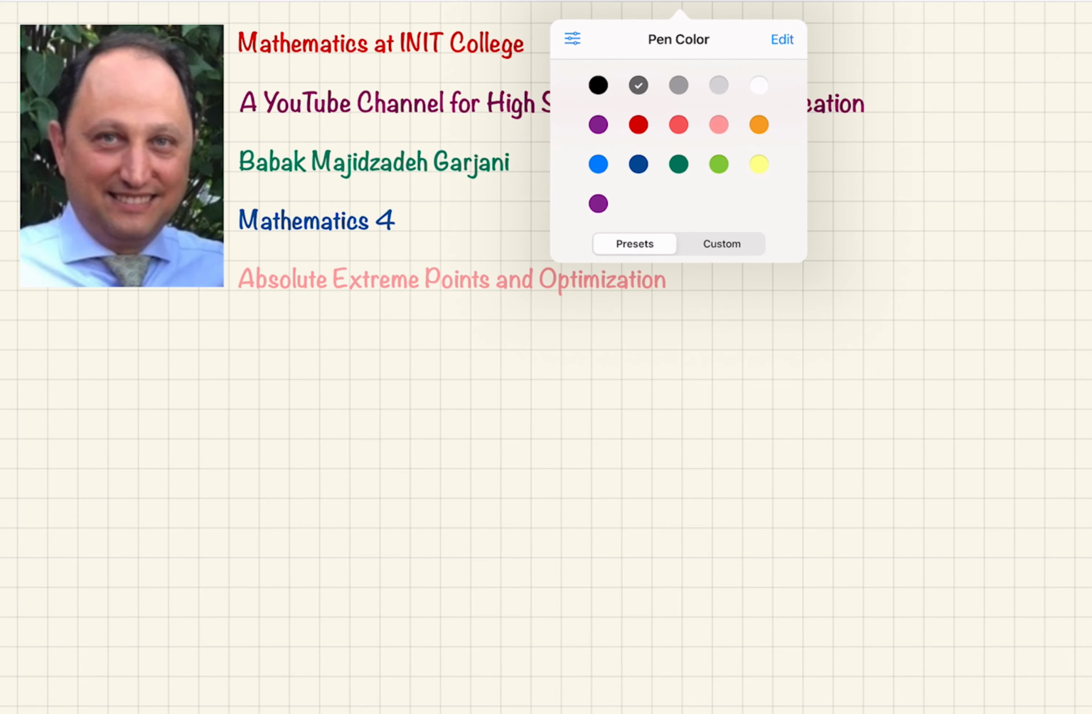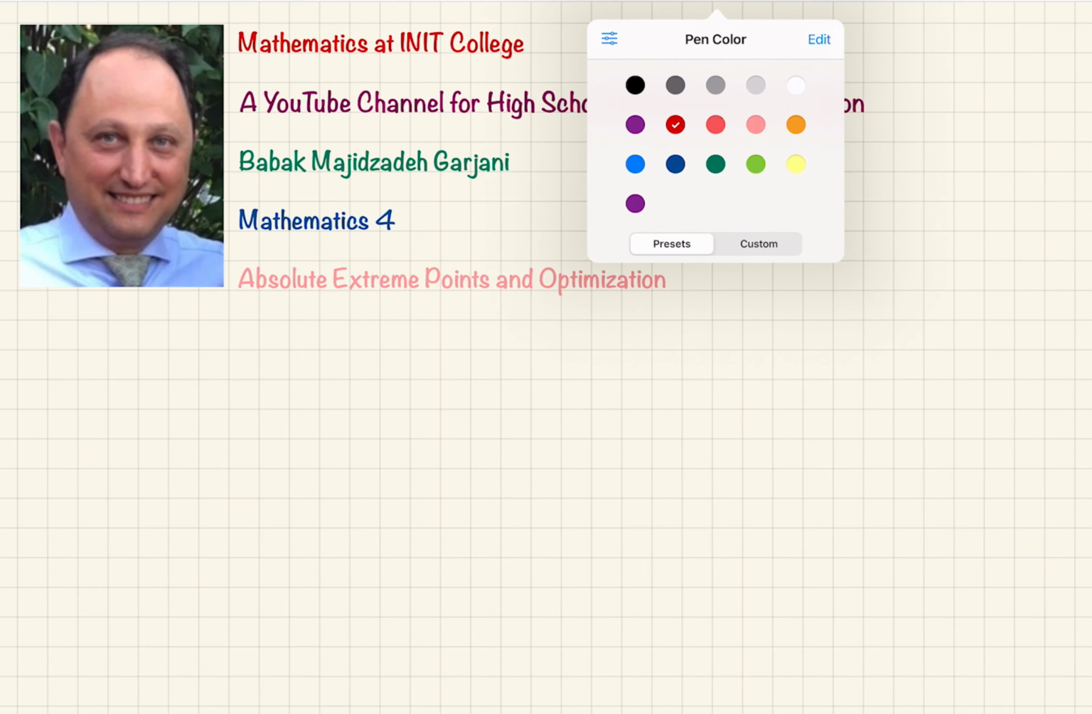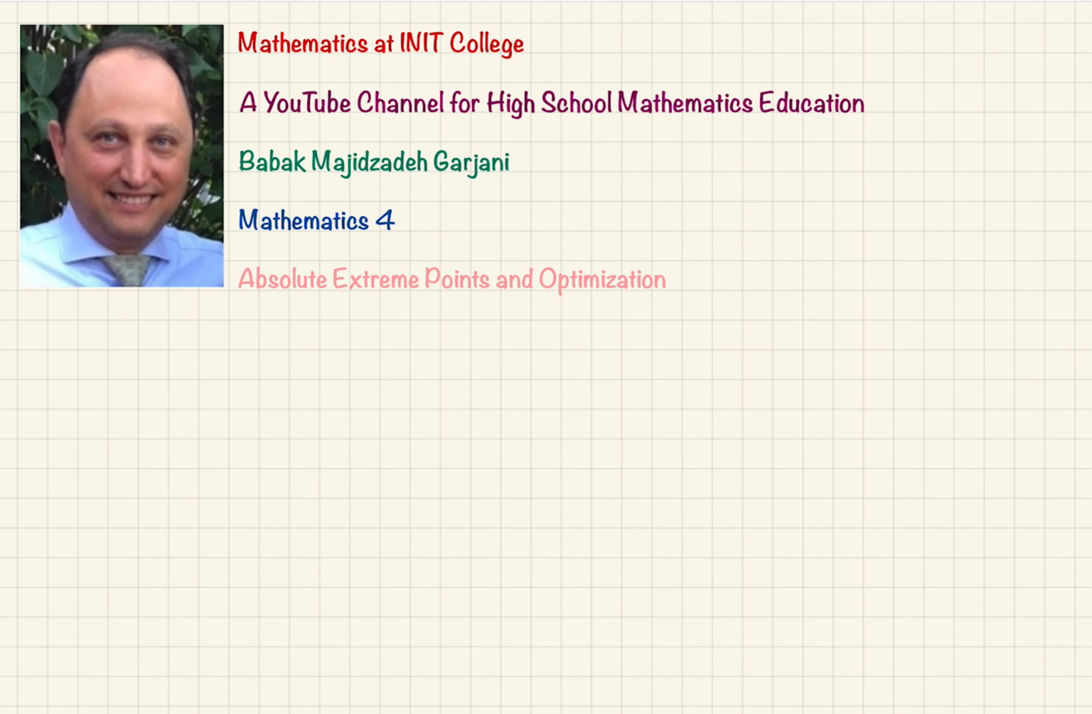Let me fix the colors here. So, for example, if I ask you, all of you know about the graph of y equals to x squared, of course. Yes, so if I draw the graph of this, it would be something similar to this. If I ask you what is the absolute minimum of this function, it is 0. Yes, it happens here, and the y value for it is 0.